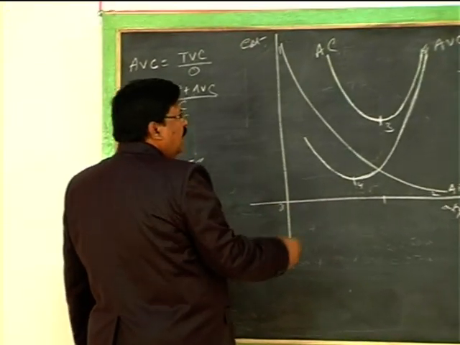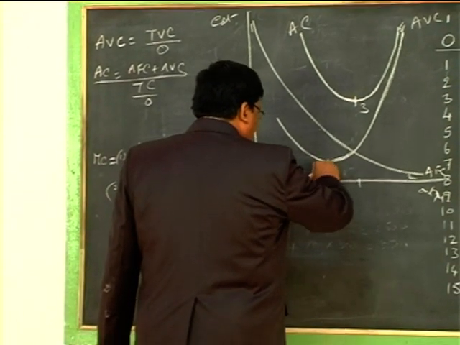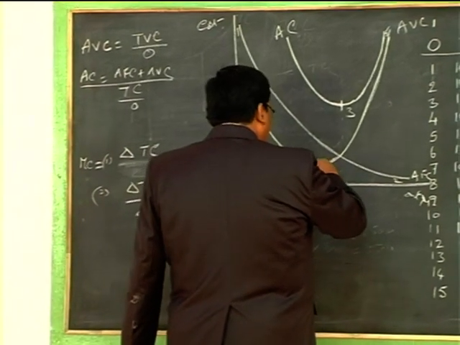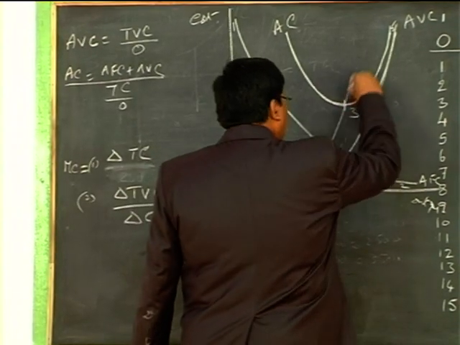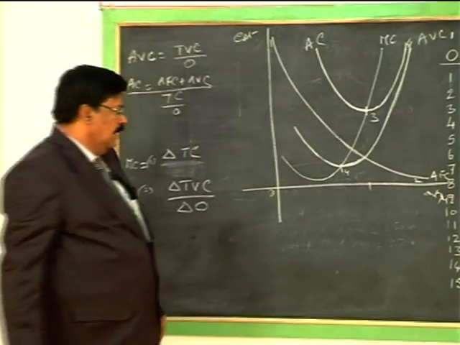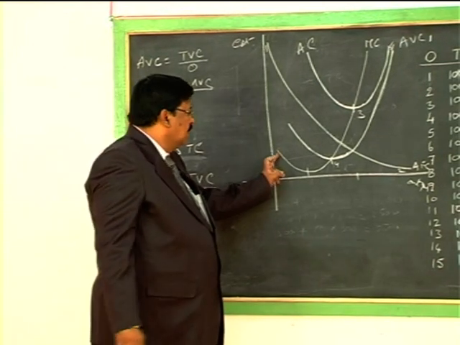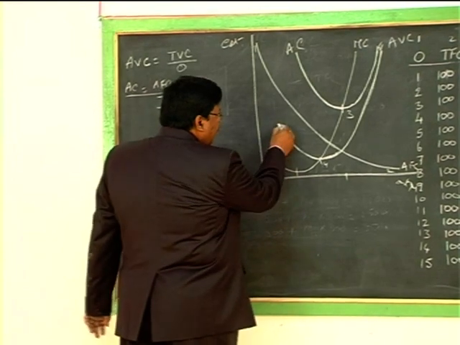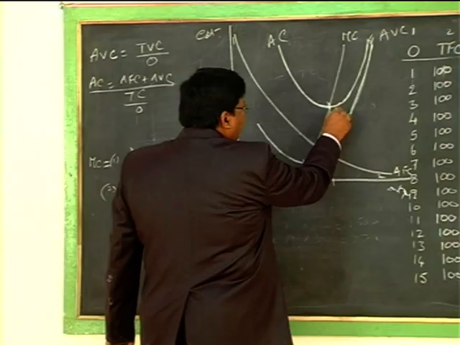So let us draw the marginal cost like this. Initially declines, reaches minimum and then rises, and while increasing it intersects AVC at its minimum point and also AC at its minimum point. This is MC. This is the minimum point of MC. So marginal cost initially declines, reaches minimum and then rises, and while increasing it intersects AVC at its minimum point 4 and also AC at its minimum point 3.